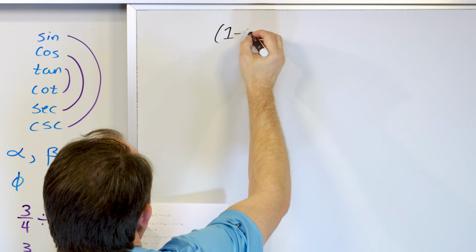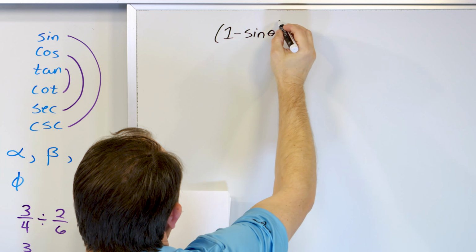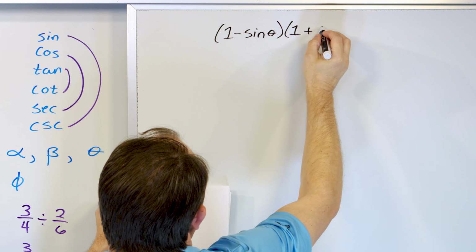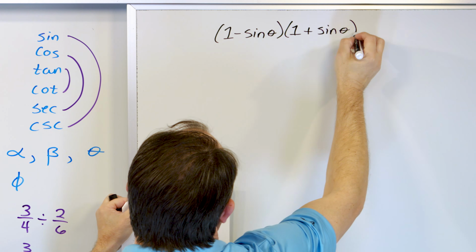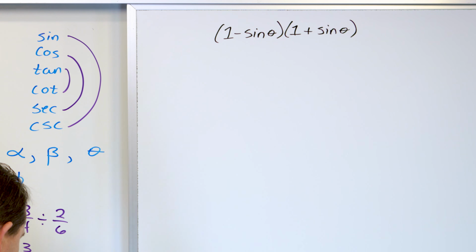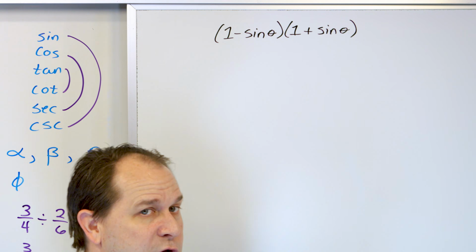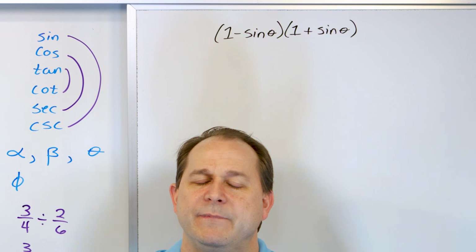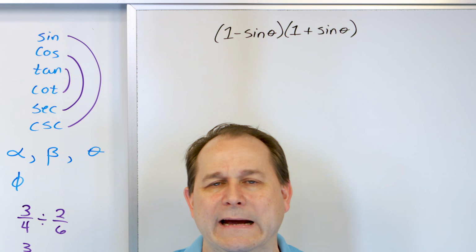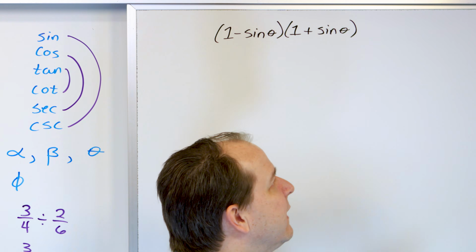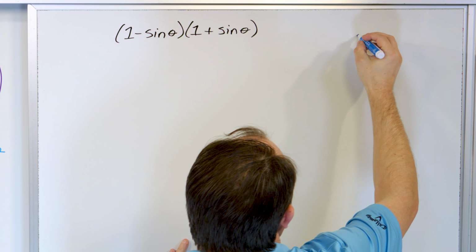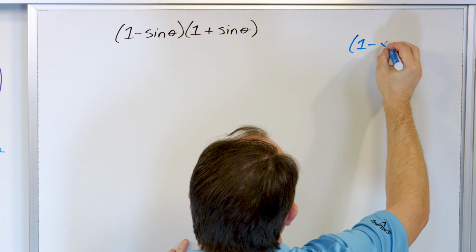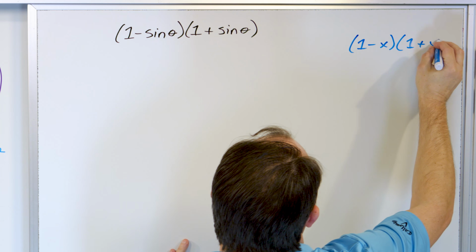What about 1 minus the sine of theta multiplied by 1 plus the sine of theta? All right, when students look at this, a lot of times alarm bells go off, very, very complicated. Okay, take a deep breath. How would you handle this if it was just algebra? Like if I gave you a different question, like 1 minus x, and then 1 plus x, what would you do?